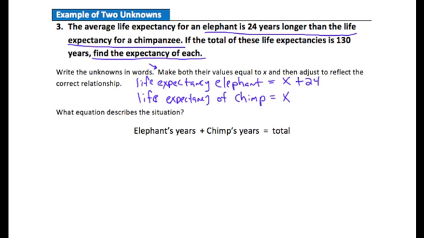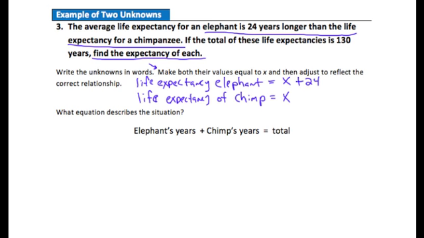Okay, so that's always the first step. Identify your two unknowns, write them in words, and then go ahead and describe them using just one variable. We don't want to use an x and a y here because we wouldn't know how to solve. After we've got the two unknowns described, now it's time to write an equation.